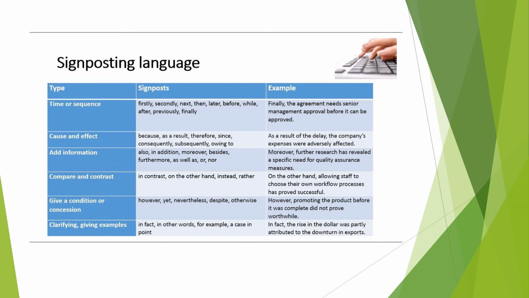Next type, give a condition or concession. Okay? Words like however, yet, nevertheless, despite, otherwise. The example given here is, however, promoting the product before it was complete did not prove worthwhile. Yes?